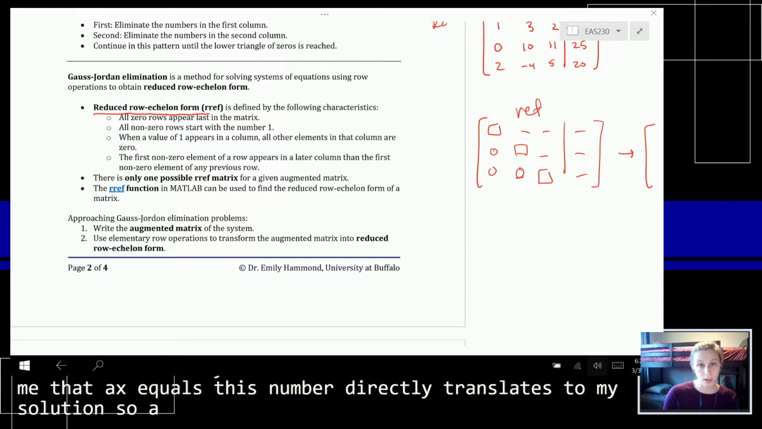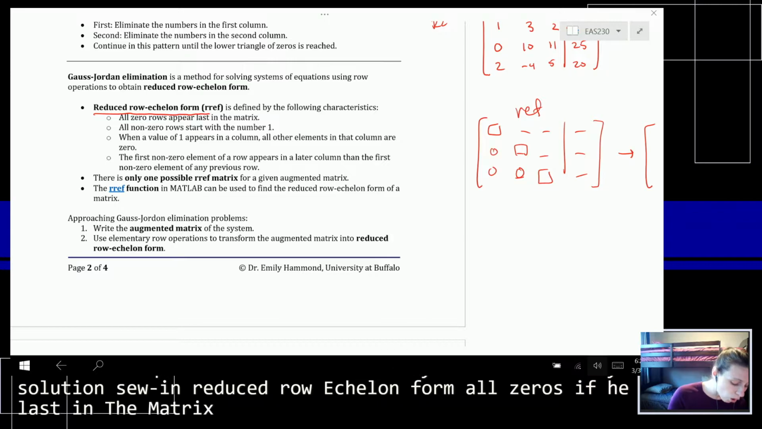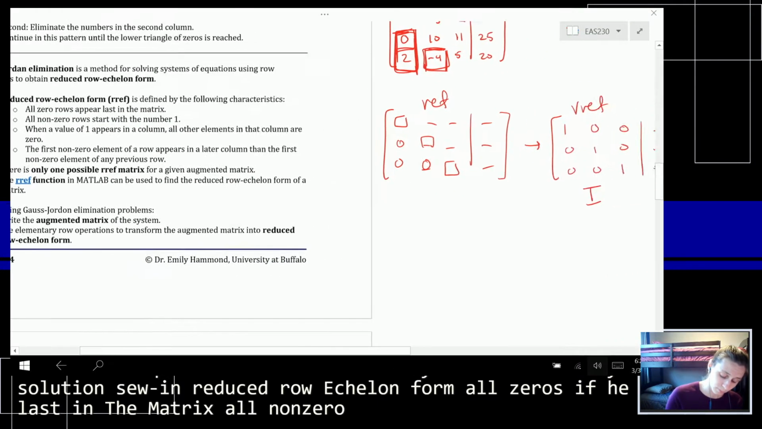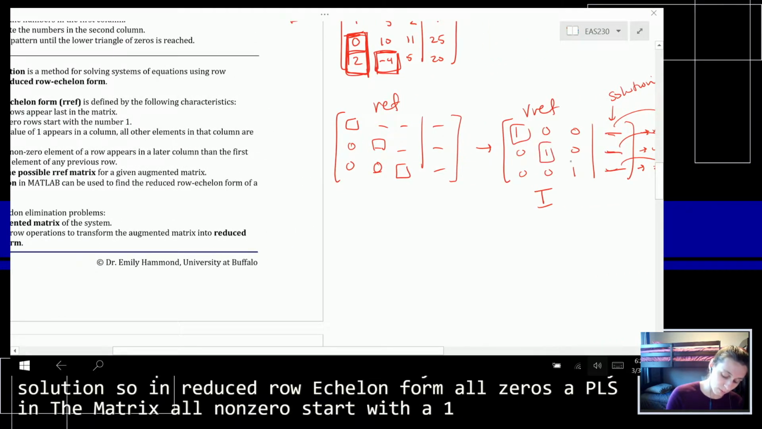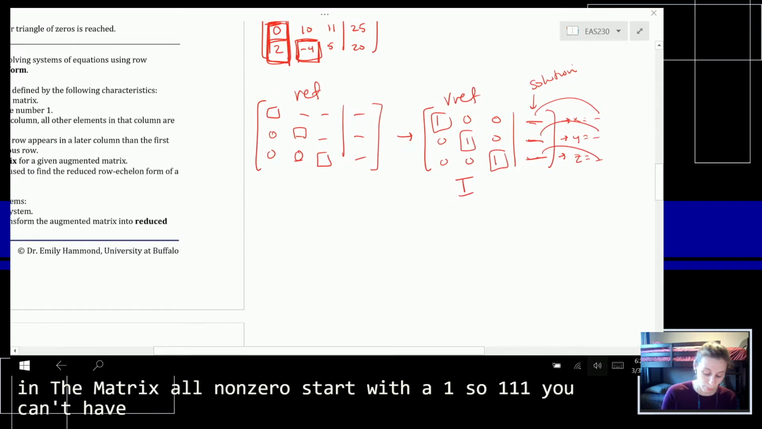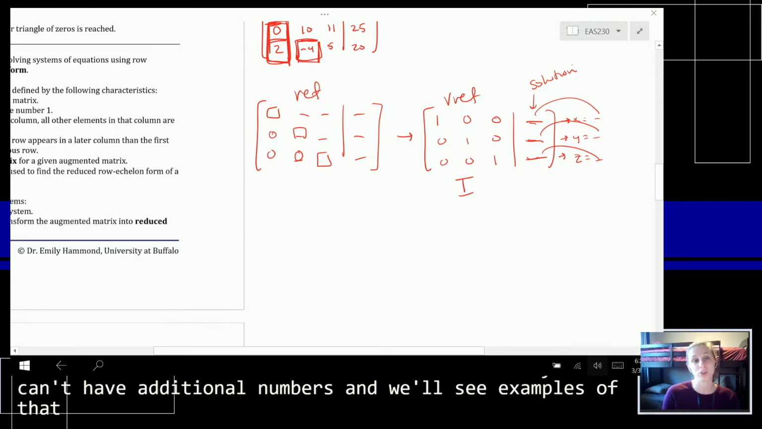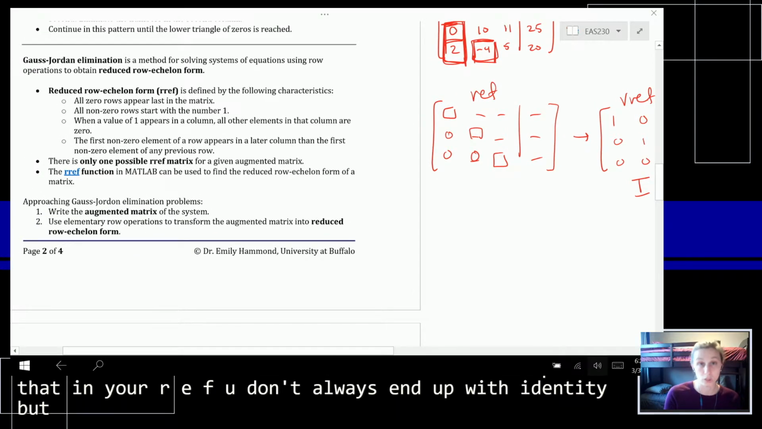So in reduced row echelon form, all 0 rows appear last in the matrix. All non-zero rows start with a 1. So 1, 1, 1. You can have additional numbers, and we'll see examples of that. In your RREF, you don't always end up with identity, but most of the time you do, for our purposes.